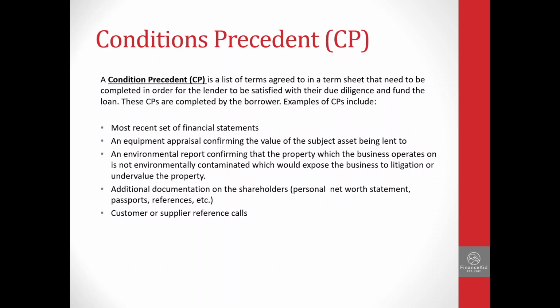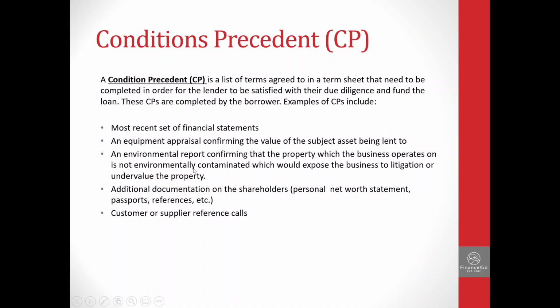And so typically CPs that you'll see in term sheets that lenders want to see before they complete the loan are, obviously, the most recent financial statements. Always before you fund a loan, up to the day of that funding, just get the most recent month-end financials. Just make sure that the business is on track, is continuing to do well. It may be an equipment appraisal, a formal signed-off equipment appraisal by a professional third-party equipment appraiser, just getting confirmation of the asset that you're lending against and the value of that asset. It could be an environmental report. So if you're lending against a piece of property, you want to make sure that it's not environmentally contaminated, which would impact the value of that property.